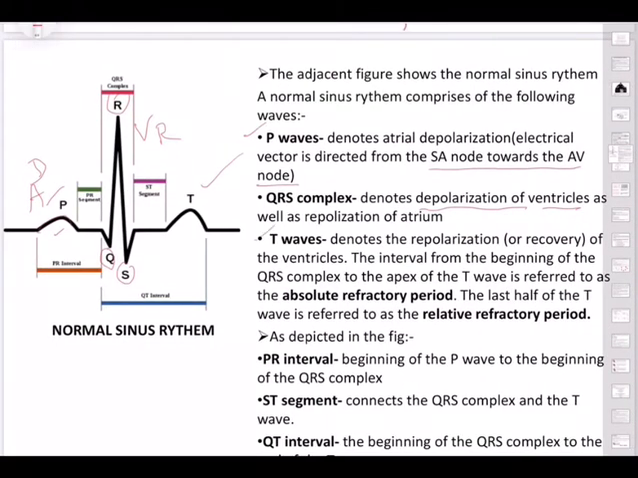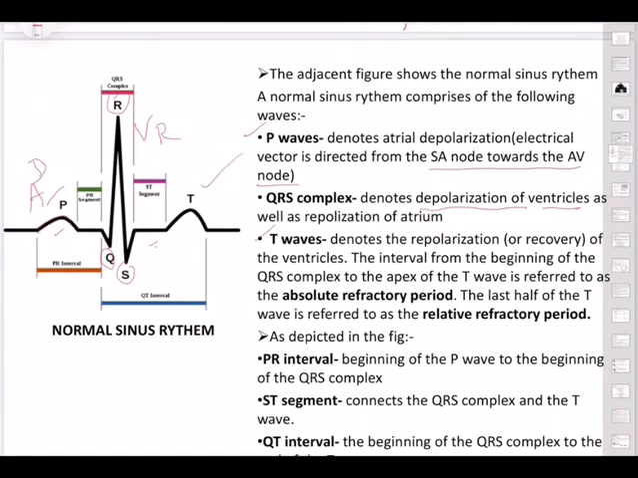So we have got this T wave. We were talking about the T wave. It denotes repolarization or recovery of the ventricles. The interval from the beginning of the QRS complex to the apex of the T wave is referred to as the absolute refractory period. The last half of the T wave is referred to as the relative refractory period.